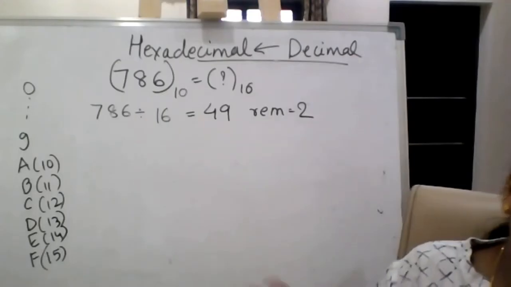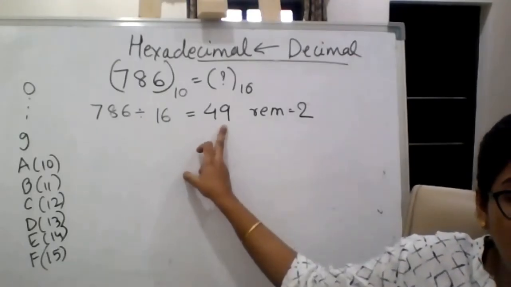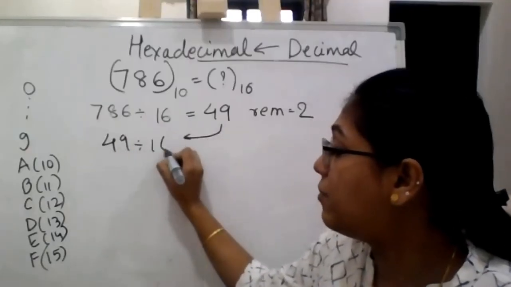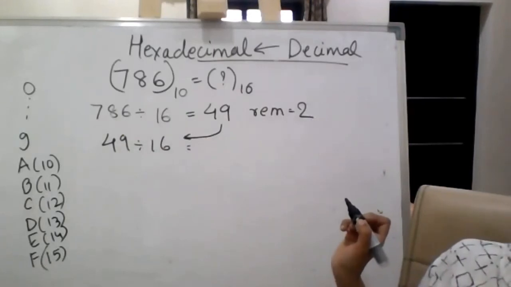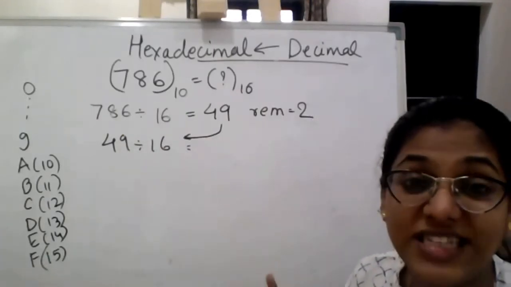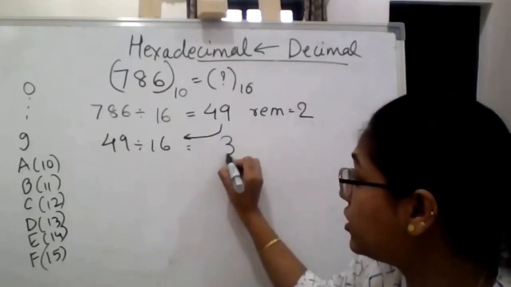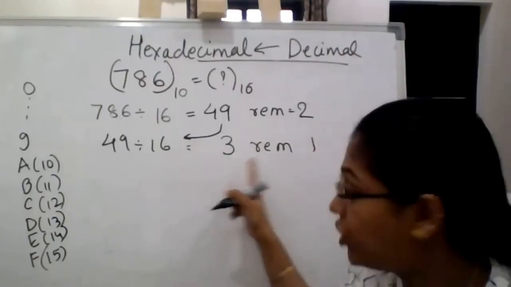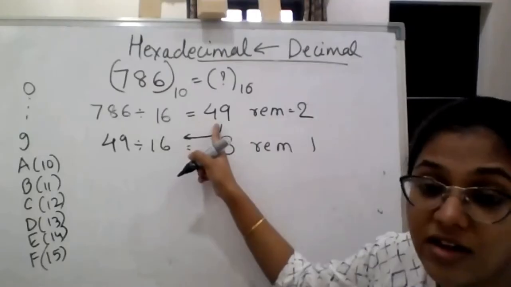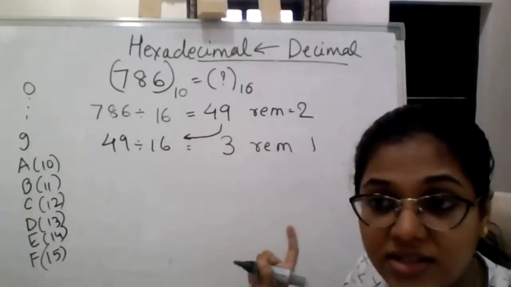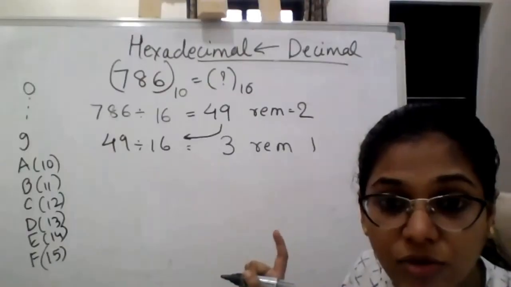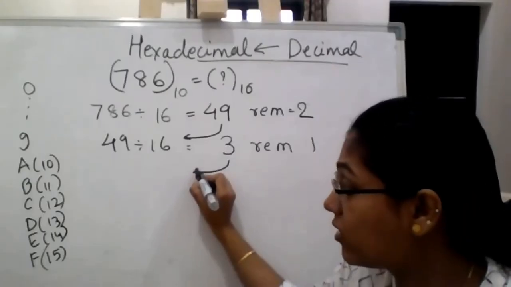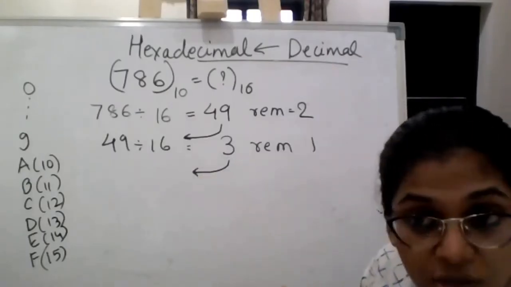Clear? Is the quotient 0? No, quotient is not 0. Let us take this number again. 49 divided by 16. 16 threes are 48, so the quotient is 3. Remainder is 49 minus 48, which is 1. Is everyone understanding what I am saying? Is the quotient 0? No. What did I say? You have to stop only when you get quotient 0.